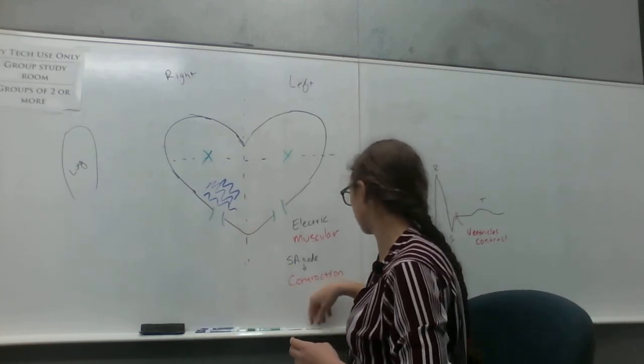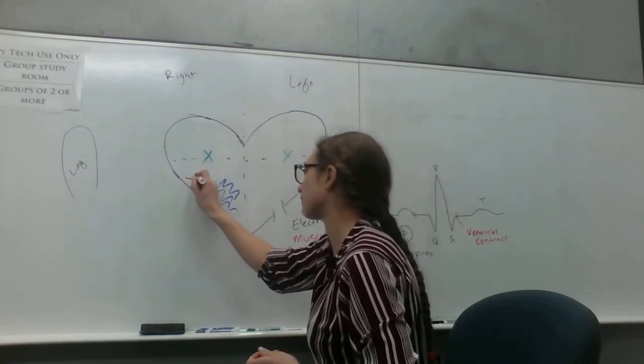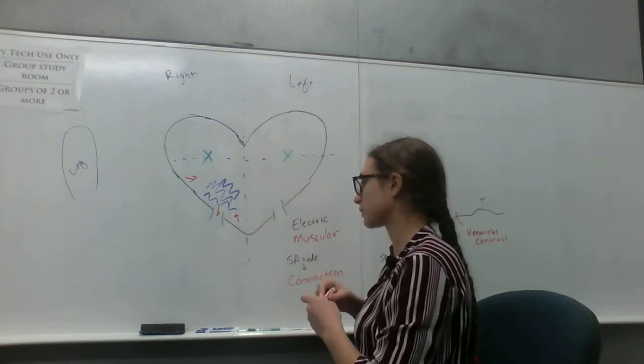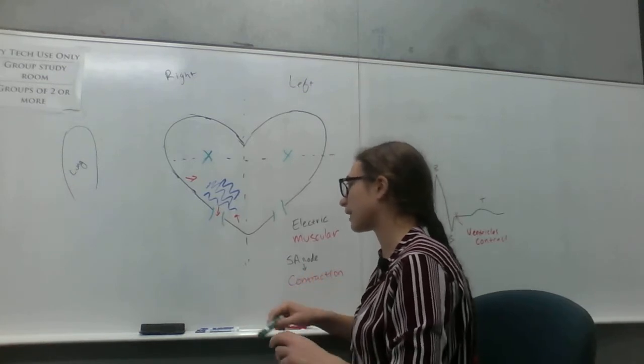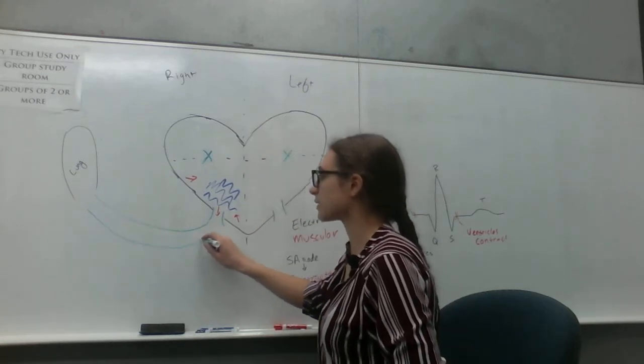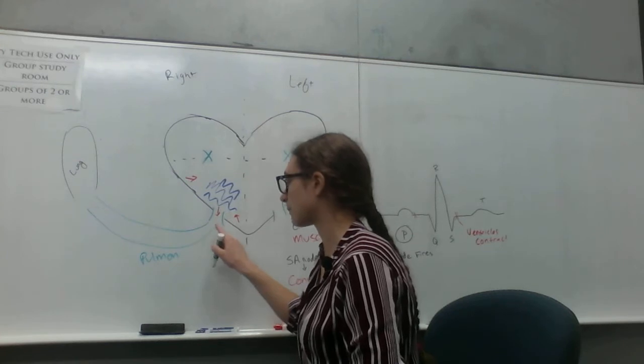So your muscle, I know this is red, but this is your muscle contracting. It's going to contract and push this blood out. And it's going to push blood out through to the lungs, through the, what is this? Pulmonary semilunar valve. Yeah, pulmonary semilunar.